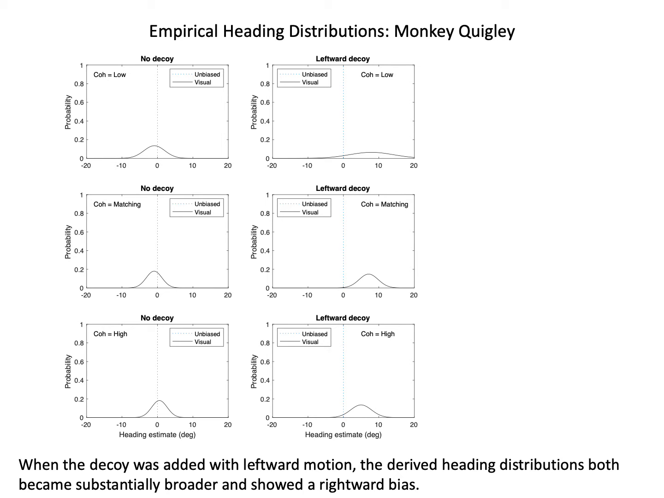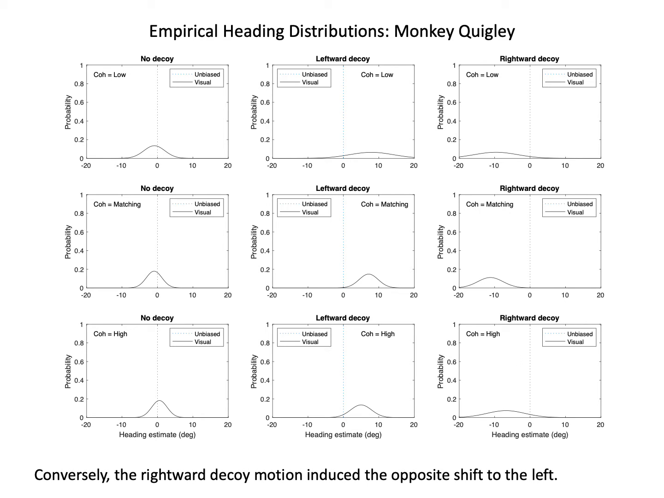When the decoy was added with leftward motion, the derived heading distributions both became substantially broader and showed a rightward bias to compensate for the leftward influence of the decoy motion. Conversely, the rightward decoy motion induced the opposite shift to the left.